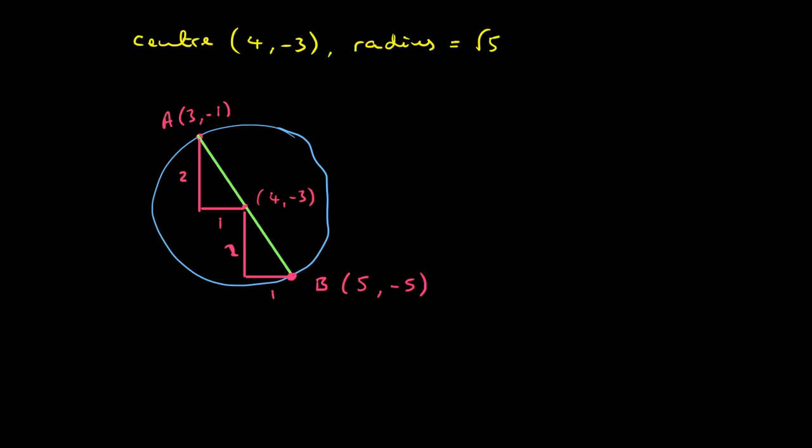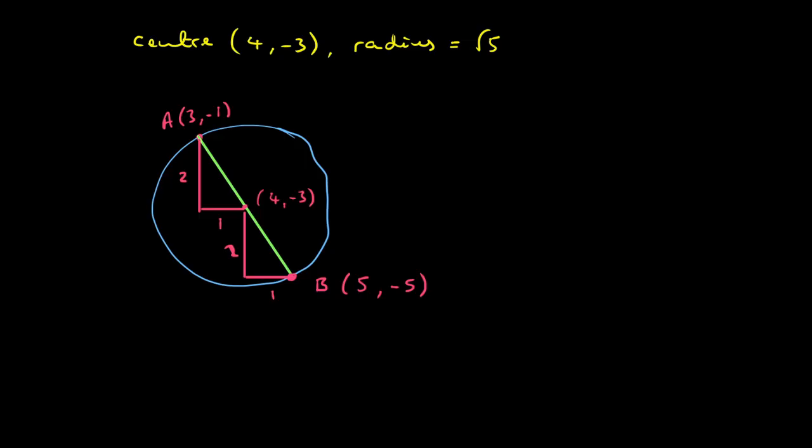Okay, then, we're on part C, so we want to find the equation of the tangent to the circle at A. So let's go back to our diagram. We kind of need this. We want the tangent to the circle at A, and that's going to be this line here.